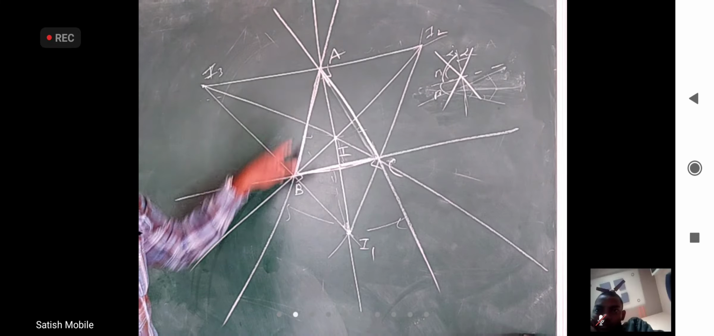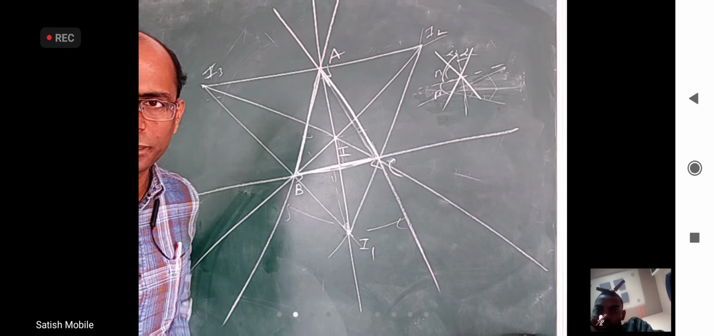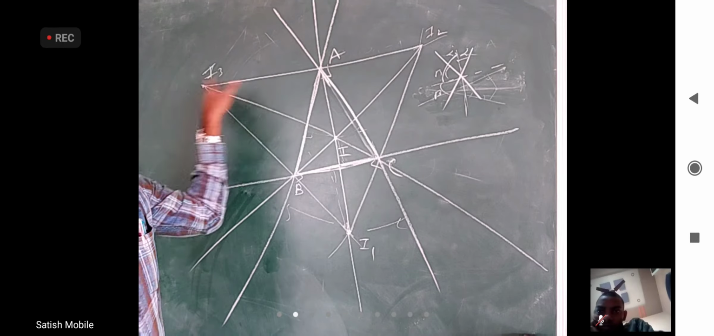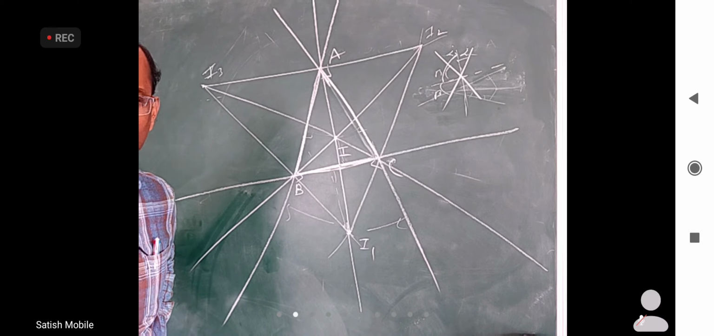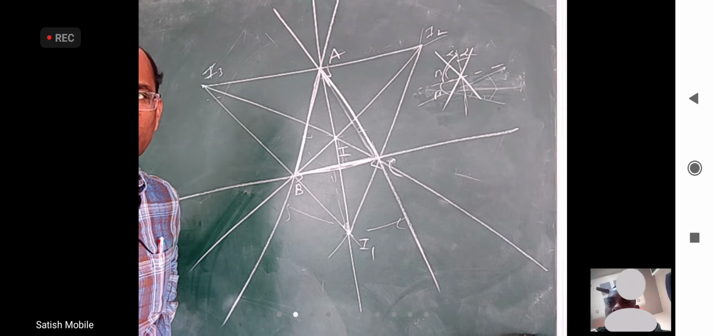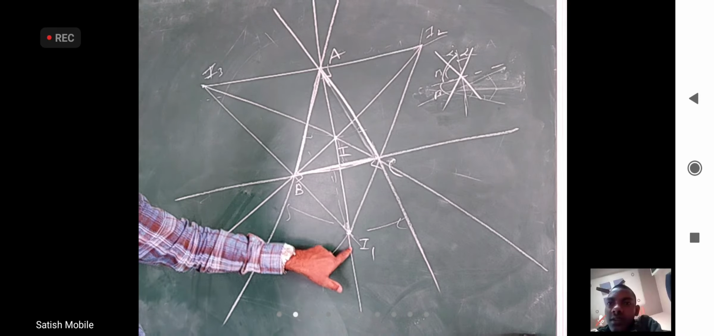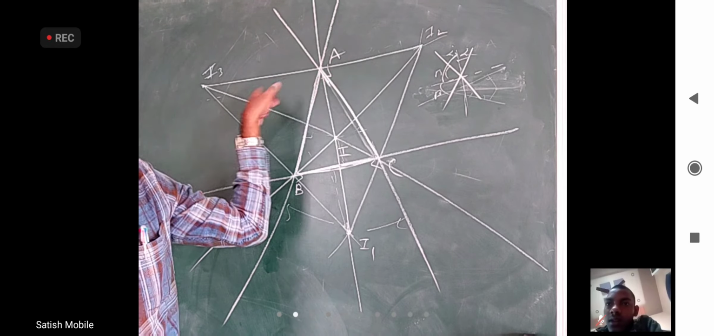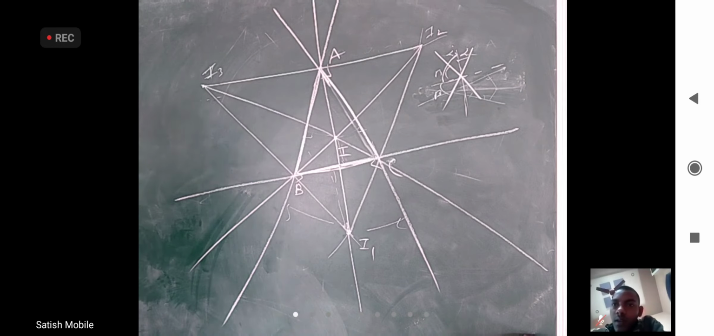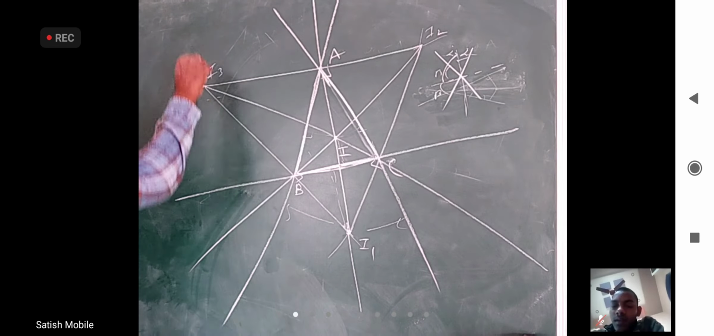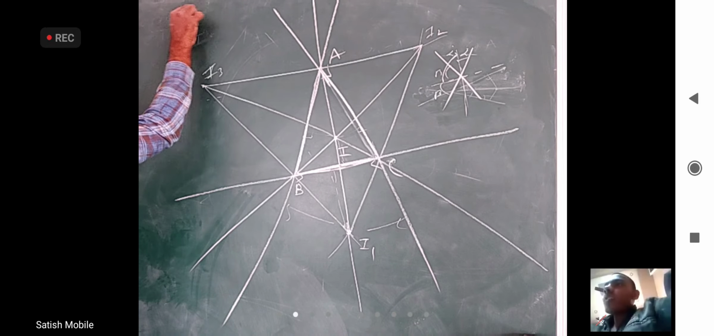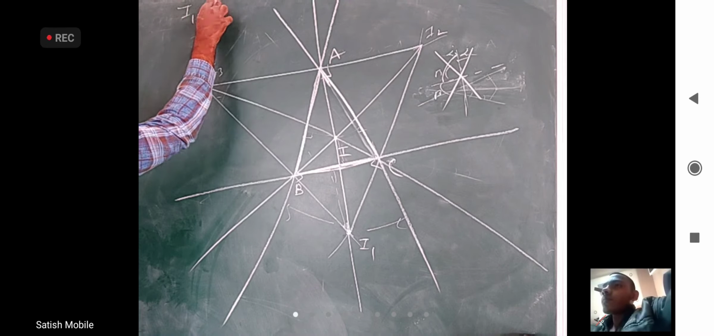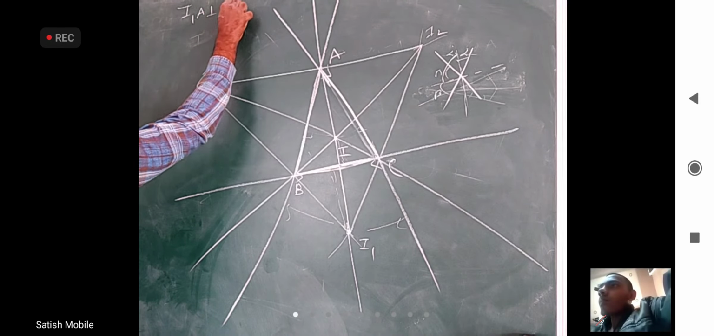So for triangle ABC, I is incenter. But for I1, I2, I3, what will I be? Orthocenter, because I1, I should be perpendicular to this. Okay, internal bisector, external bisector are perpendicular. So I should mention this. I1A is perpendicular to I2, I3.